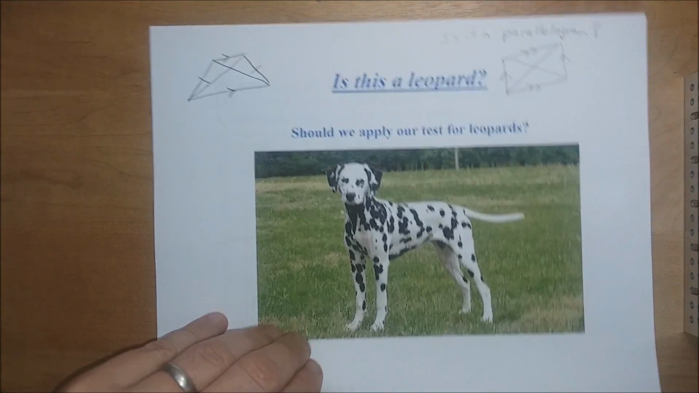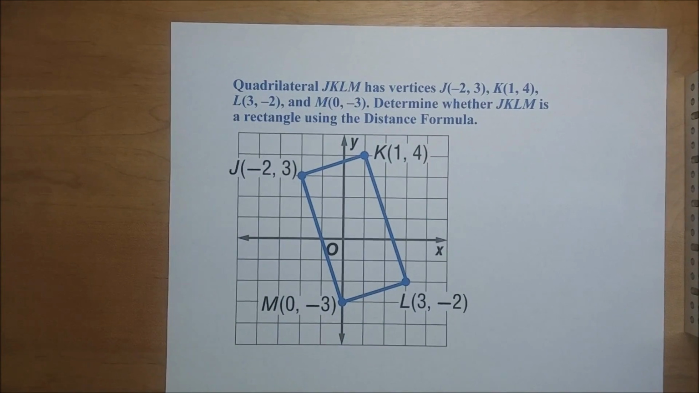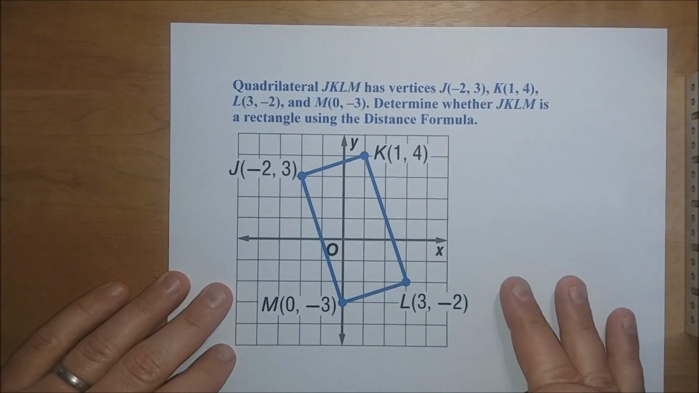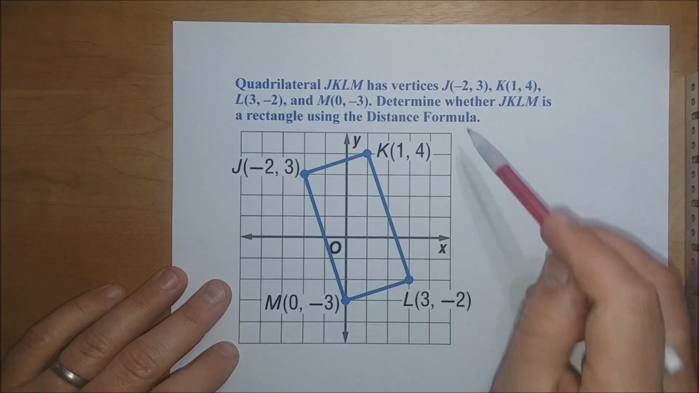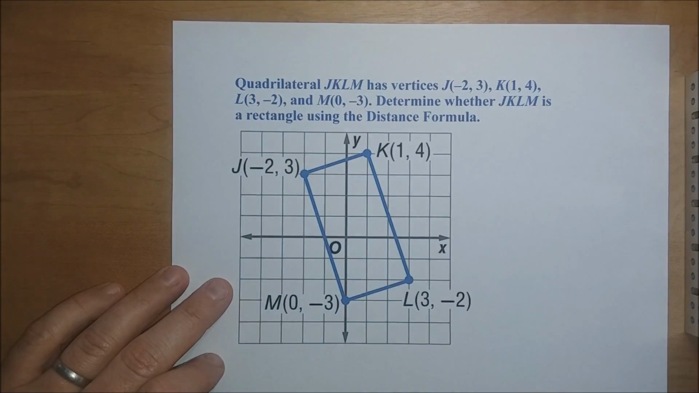All right, let's do an example. I'll show you an example here. Here we have quadrilateral JKLM, and they give us these vertices, and we can plot them. They've plotted them for us here. They want us to determine whether JKLM is a rectangle using the distance formula.